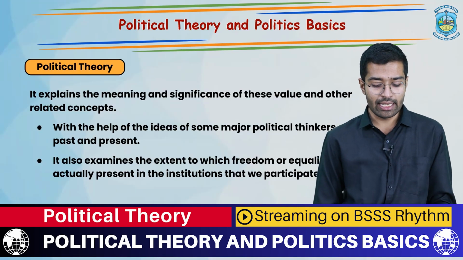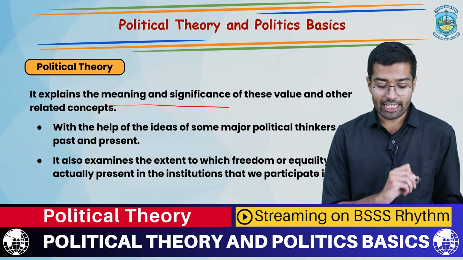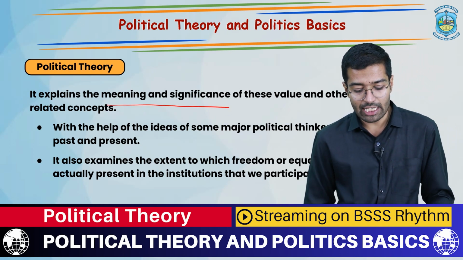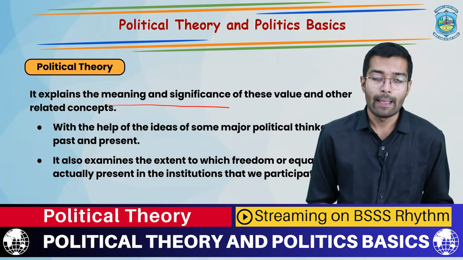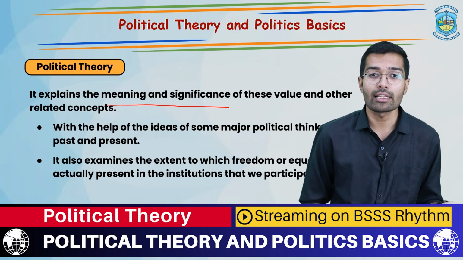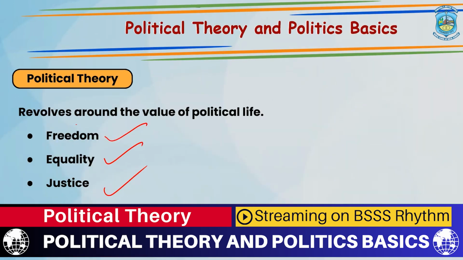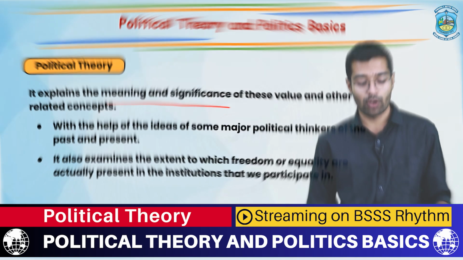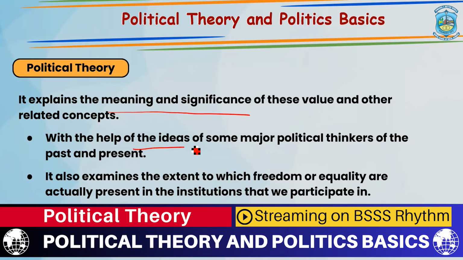Now, political theory explains the meaning and significance of these values and other related concepts. Basically, political theory defines the meaning of these concepts. What are the concepts? Again, the same: liberty, equality, justice, democracy, rights. With the help of ideas of some of the major political thinkers of the past as well as the present, it also examines the extent to which freedom or equality are actually present in the institutions that we participate in.